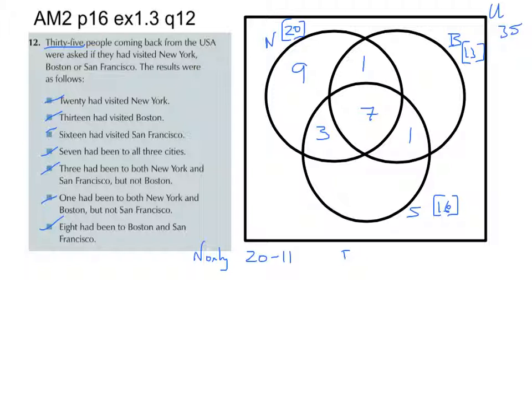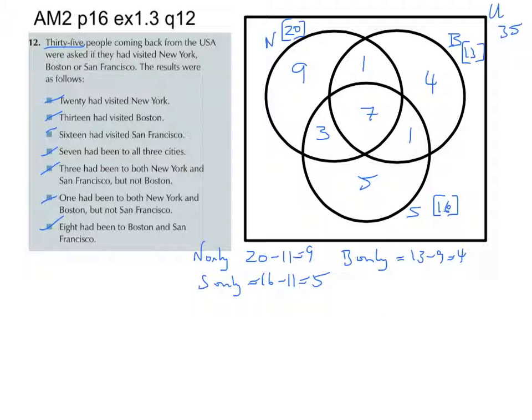For Boston only, again, we simply take 13, and from that we take away this 9 that's here. So 13 minus 9 is 4. And lastly, San Francisco only, we have 16 in total, from which we take 11. So 16 minus 11 is 5.